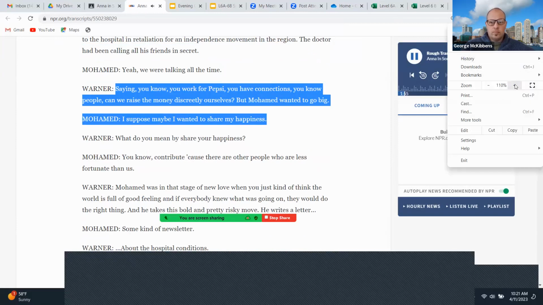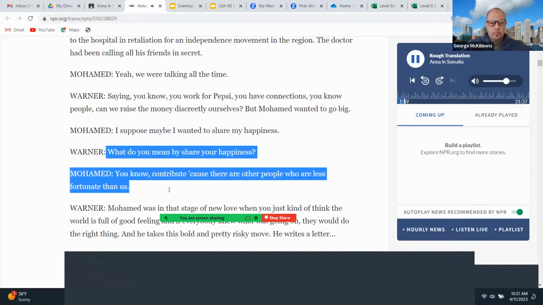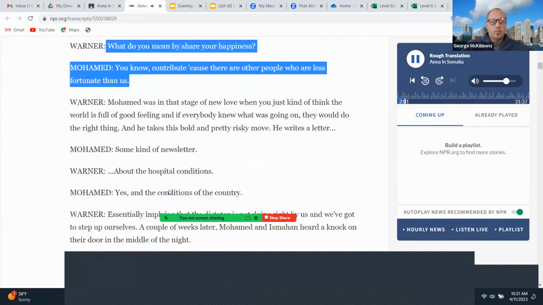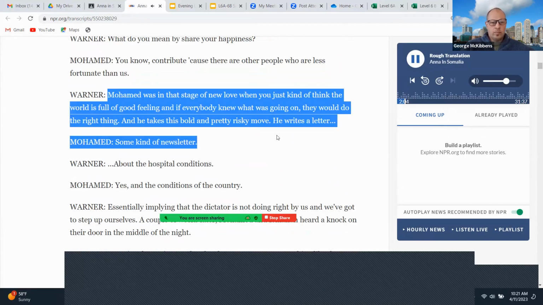I suppose maybe I wanted to share my happiness. What do you mean by share your happiness? Contribute, because there were other people who were less fortunate than us. Mohammed was in that stage of new love when you just kind of think the world is full of good feeling, and if everybody knew what was going on, they would do the right thing. And he takes this bold and pretty risky move.